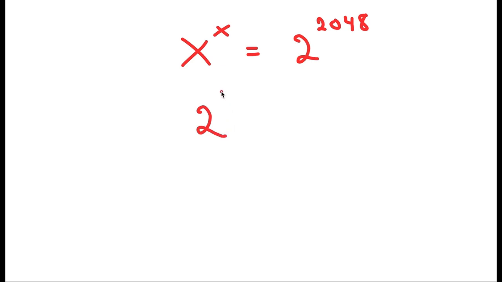Alright, so in this video, I'm going to solve a challenging exponential equation. So the equation is x to the power of x is equal to 2 to the power of 2048. So to solve this, I'm going to first start by writing this as 2 to the power of 2 times 1024, where I rewrote 2 to the power of 2048 as this. So x to the power of x is equal to 2 times 1024.